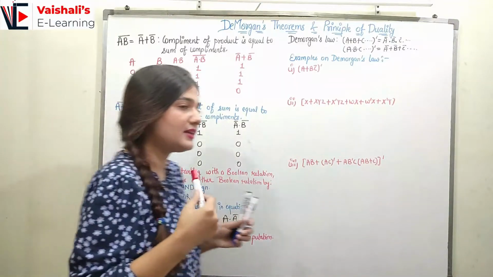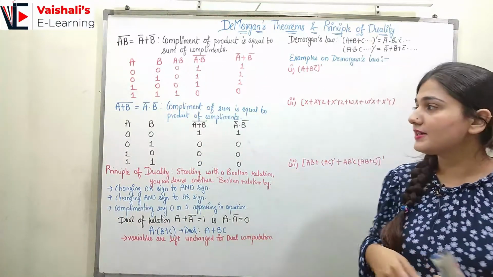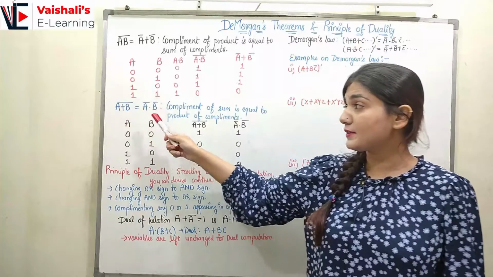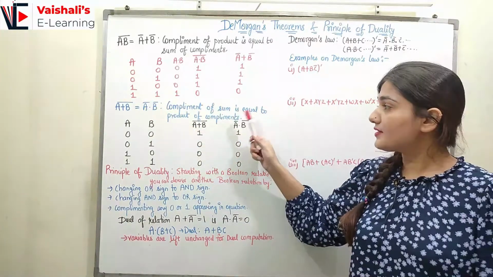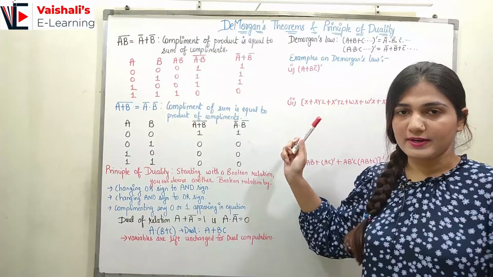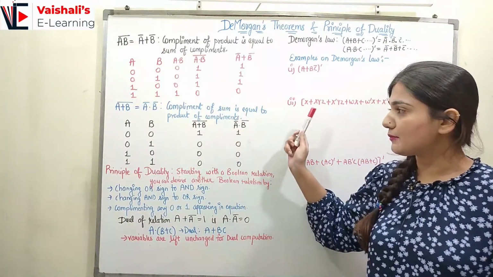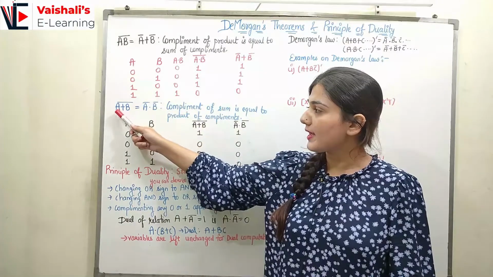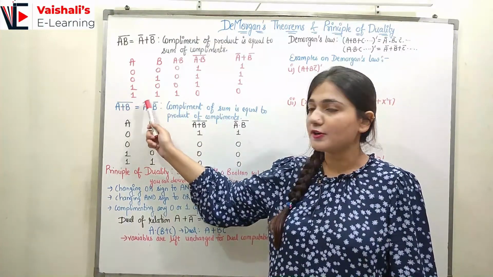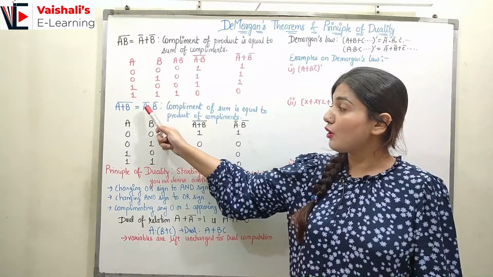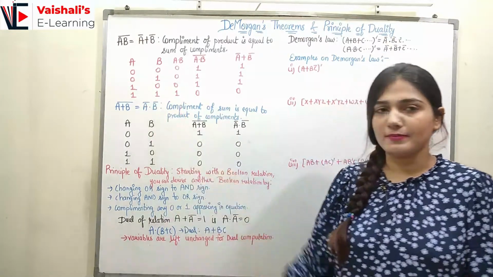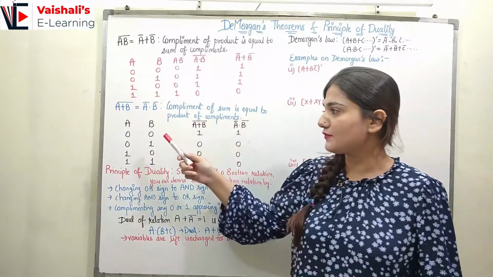Similarly, I have the second De Morgan's theorem, which states (A plus B) whole complement is equal to A complement dot B complement, which means the complement of a sum is equal to the product of complements. I can take the sum A plus B, take the whole complement, and it is equal to the product of A complement and B complement. We can again verify this with the help of the truth table.